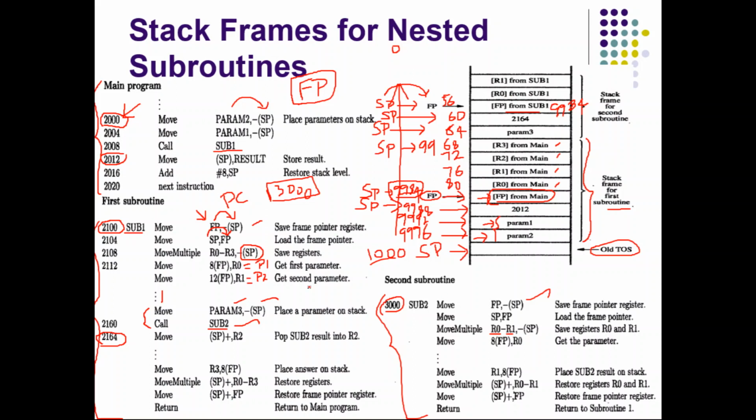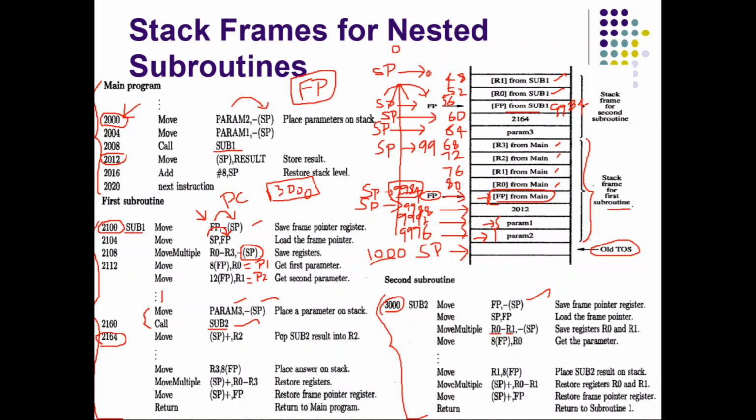Who is calling subroutine 2? Subroutine 1 is calling. So R0 of subroutine 1 and R1 of subroutine 1 will be pushed into the stack. After pushing R0 of subroutine 1, the stack will become 52. After pushing R1 of subroutine 1, 56 minus 4 is 52, 52 minus 4 is 48. The stack pointer will be 9948. So at this moment SP is pointing to 9948.